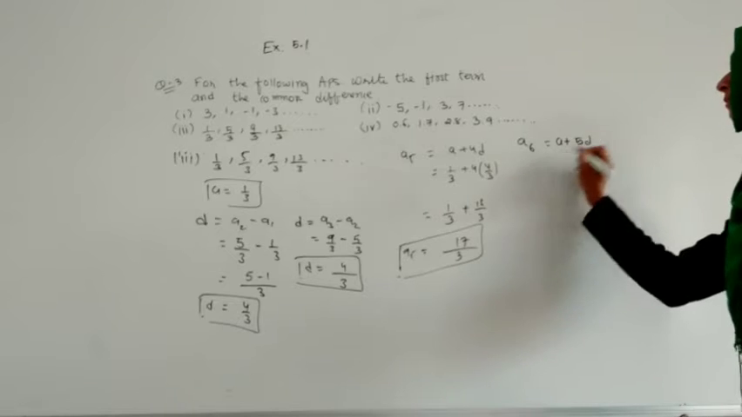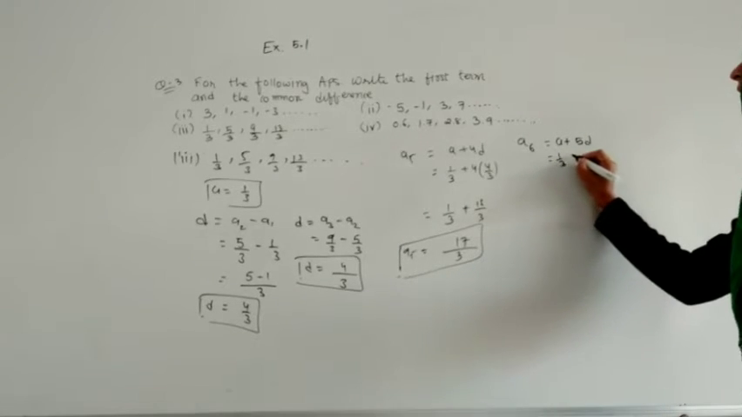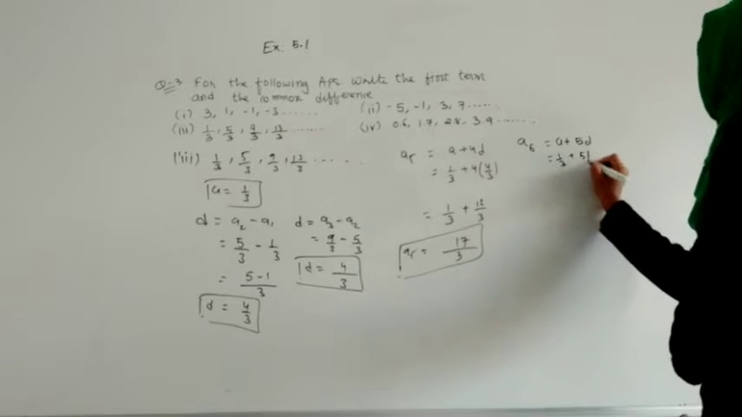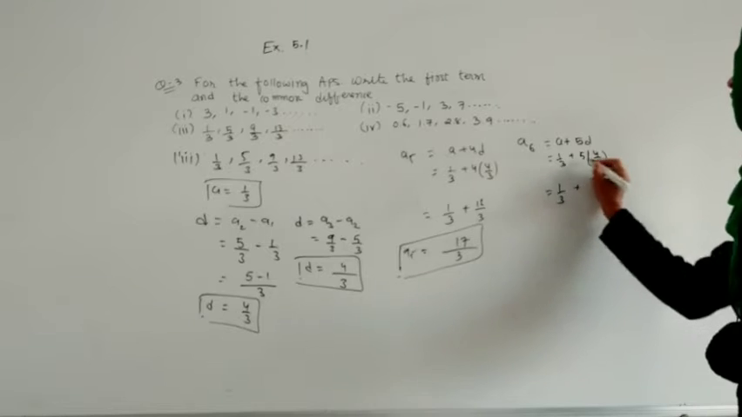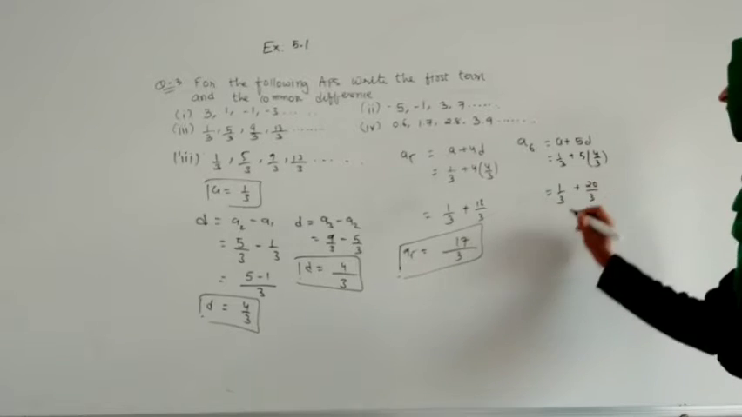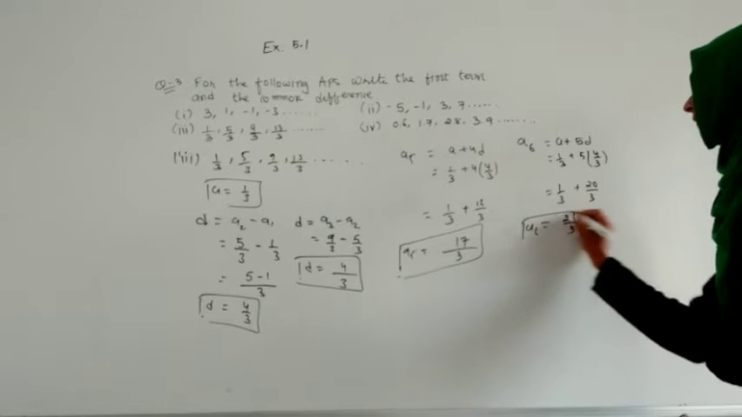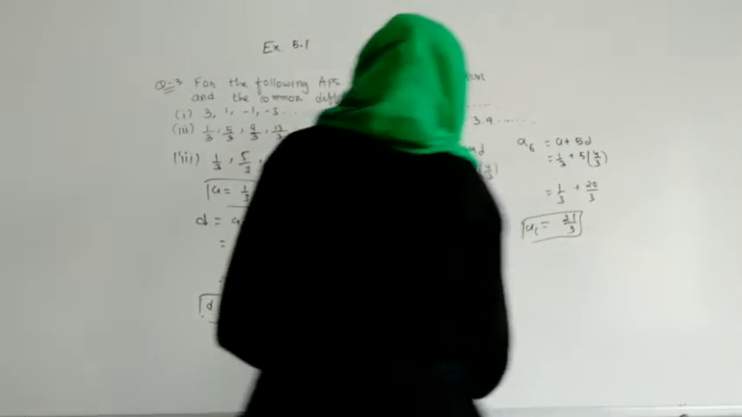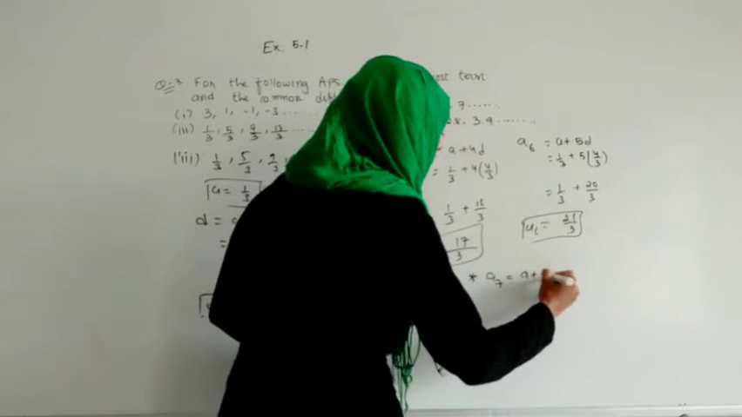A6 will be A plus 5D. So what will be the value of A over here? That is 1 by 3 plus 5 into 4 by 3. So you are getting 1 by 3, 5 4s are 20 by 3. So you are getting 21 by 3, and that is the value of A6. And if you want to find A7, then also you can find A7. So A7 will be A plus 6D.